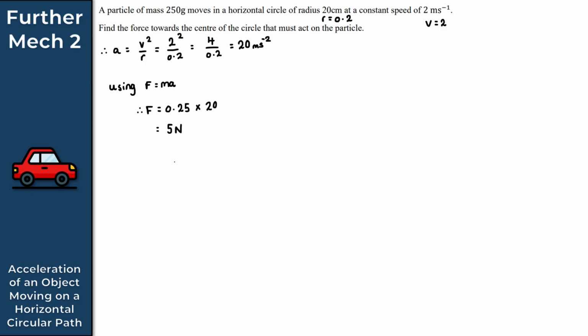And as you can see, it is quite a straightforward question, but hopefully this demonstration and explanation has helped illustrate how we can use the acceleration of an object moving on a horizontal circular path to answer problems such as this one. Okay, so there we have it. That gives the solution to question 1. Let's finish then with question 2.